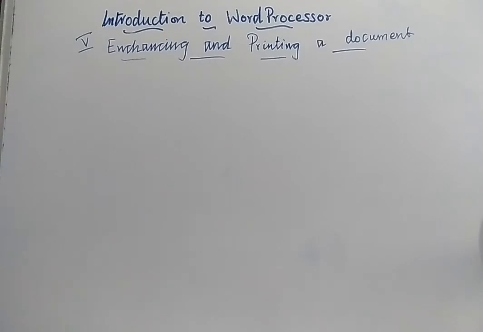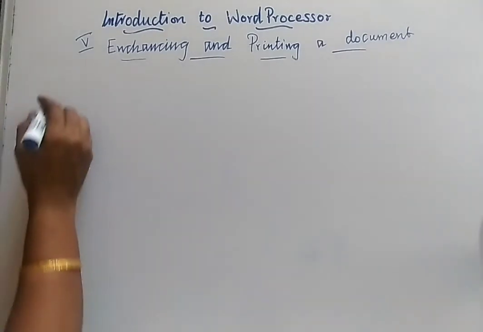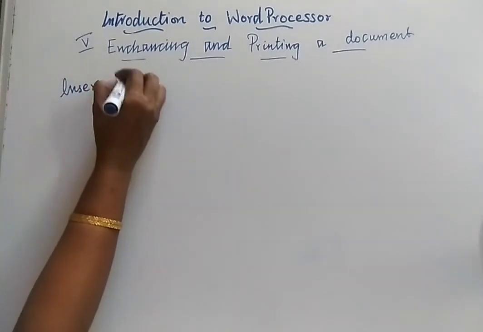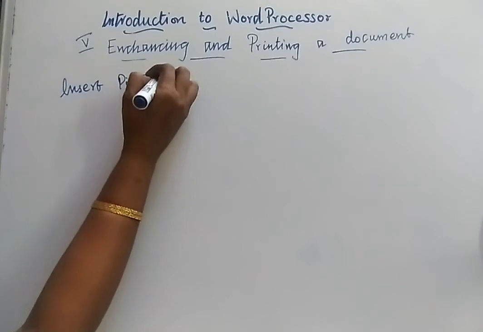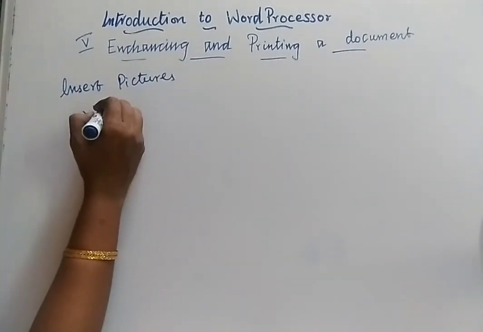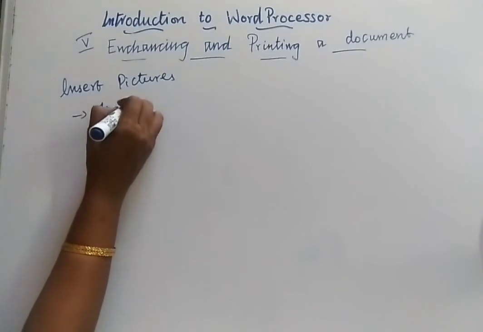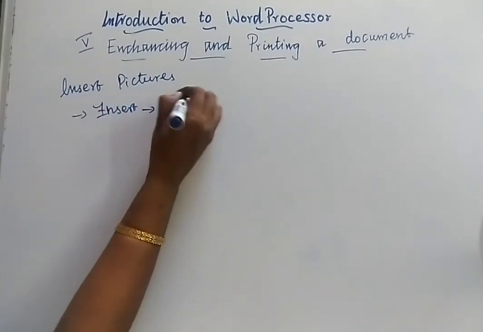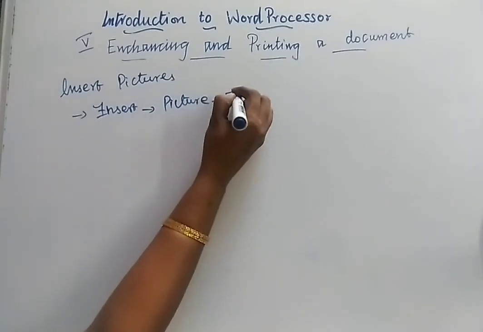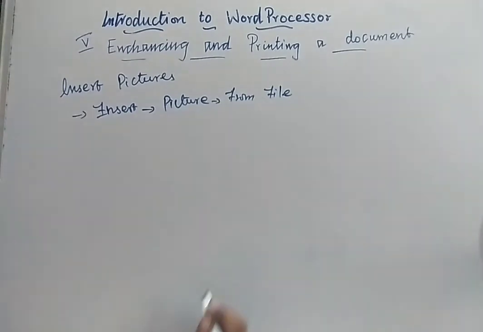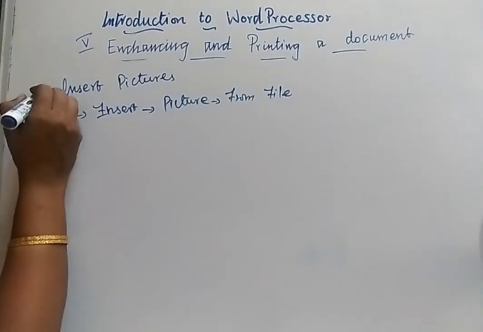So yes students, what else have we discussed in this class? Yes, first we have discussed how to insert pictures. What is the procedure that you have to follow? You have to click Insert, then Picture, From File. So the dialog box will be displayed for you. From that, you have to select the needed picture. So that is the first one.